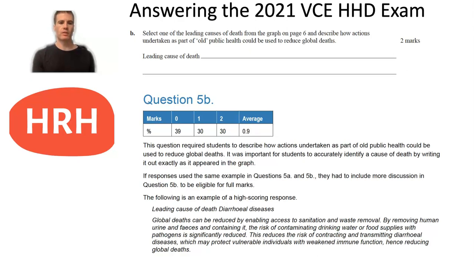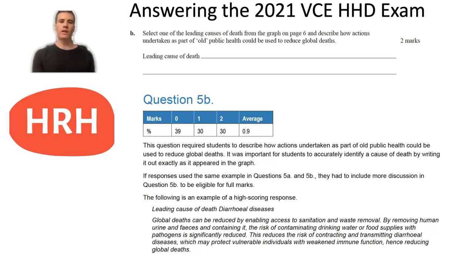And you'll see here in the examiner's report that's what they did. The high scoring response chose diarrheal disease, and then they said that global deaths could be reduced by enabling access to sanitation and waste removal. They said that by removing human urine and feces and containing it, the risk of contaminating drinking water or food supplies with pathogens was significantly reduced, and that reduces the risk of transmitting and contracting diarrheal disease, which might protect vulnerable individuals with weakened immune function and therefore reduce global deaths.